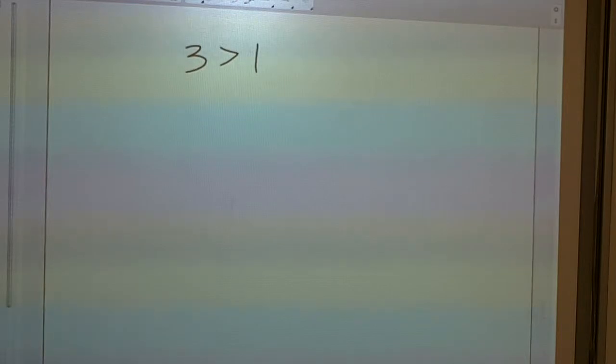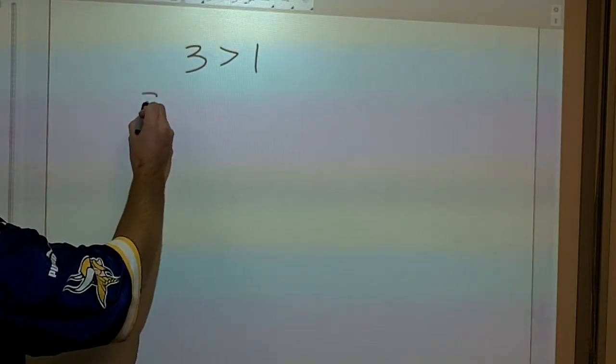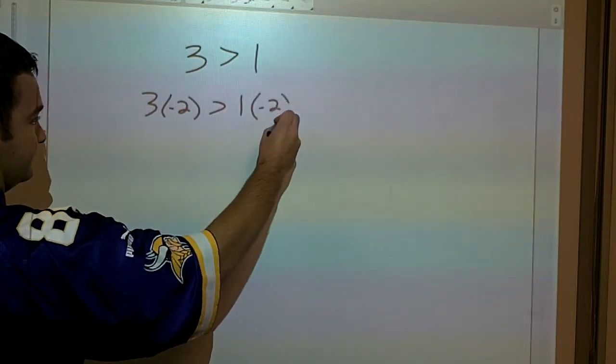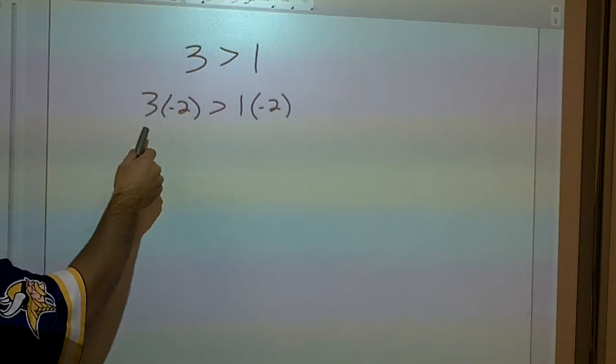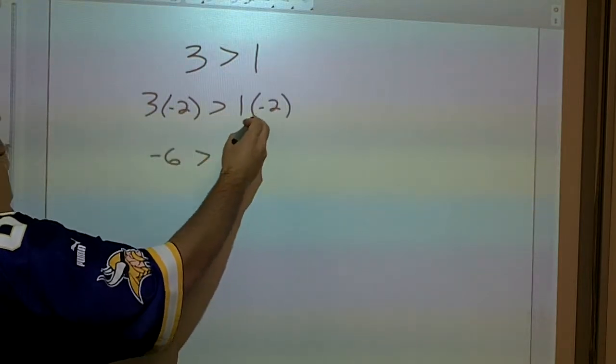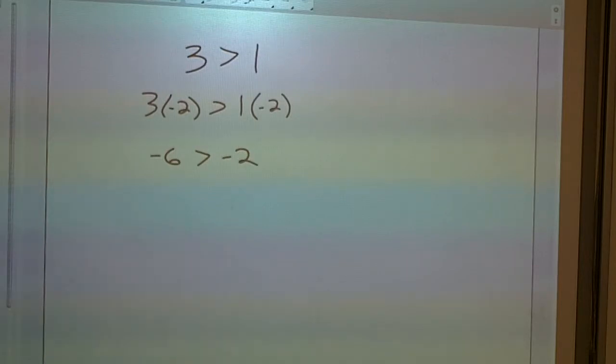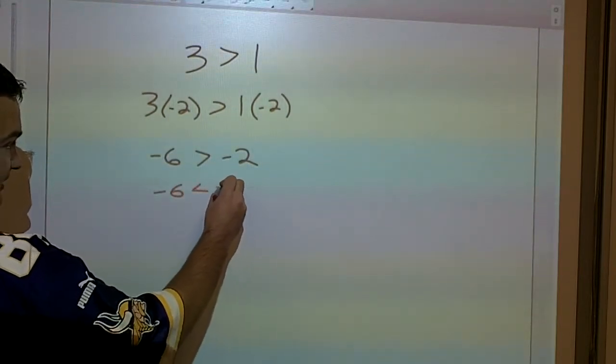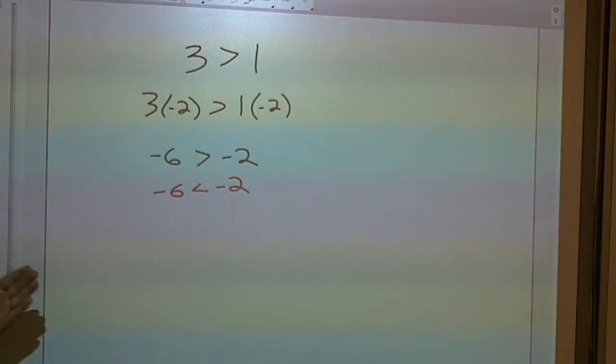If you think of the inequality, 3 is greater than 1. Now this is a pretty obvious inequality. 3 is bigger than 1. If we're to multiply both of these sides by a negative number, let's say we multiplied 3 by a negative 2, and 1 times a negative 2. The resulting action here is 3 times a negative 2 is a negative 6, is greater than 1 times a negative 2, which is a negative 2. Now this is not a true statement. Negative 6 is much less than negative 2, so that inequality symbol then must flip. Negative 6 is less than negative 2.